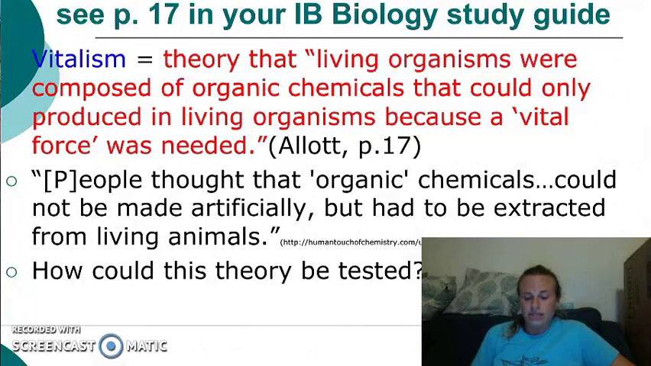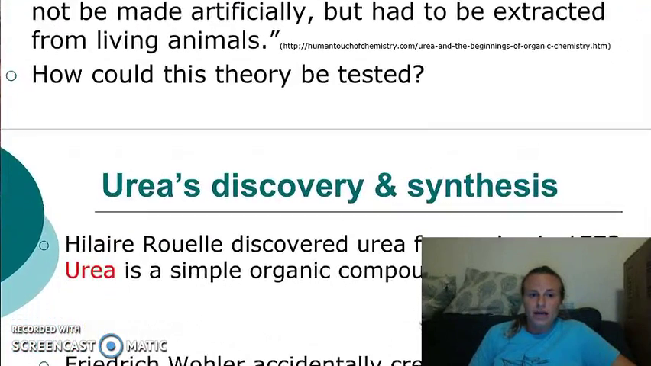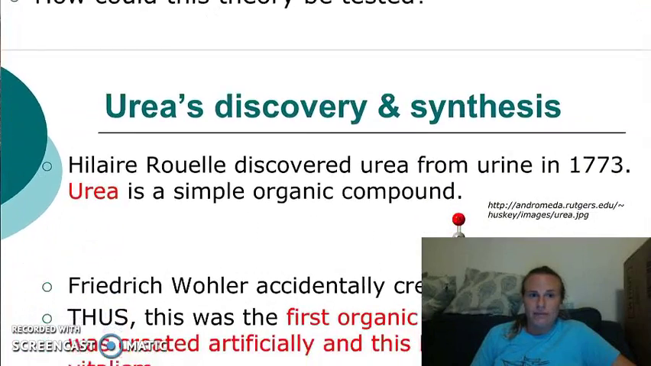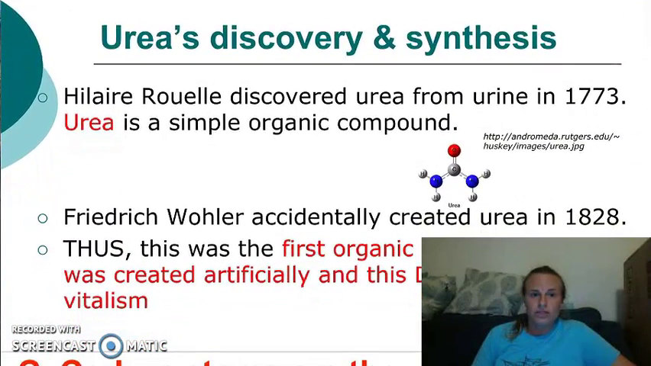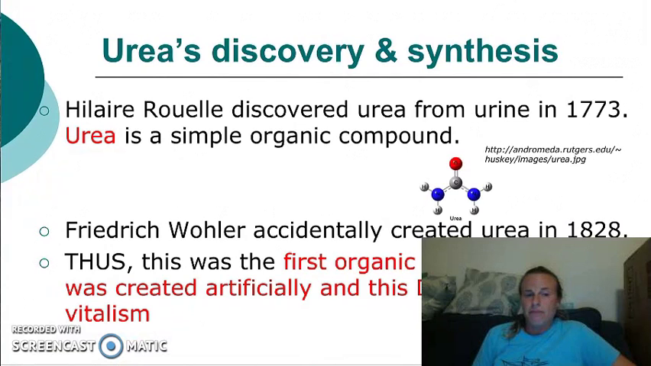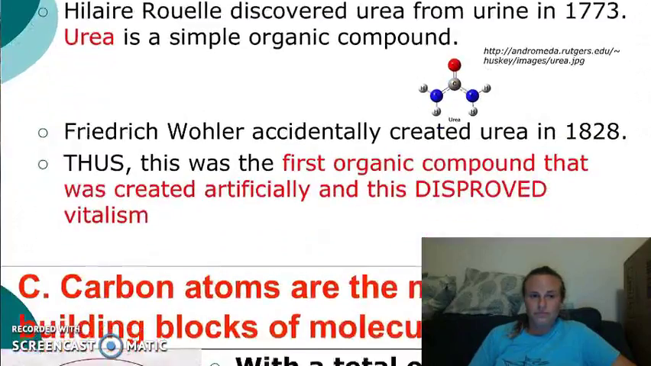So how can you test this theory? Well, you could see if you could create an organic chemical in an artificial setting, and that's what ended up happening. Urea is a nitrogenous waste. It's found in urine, and Friedrich Wohler accidentally created urea in his lab. So that therefore disproved this theory of vitalism.